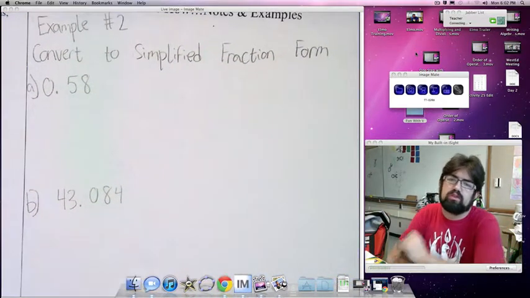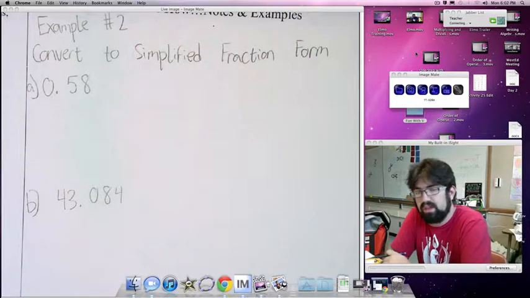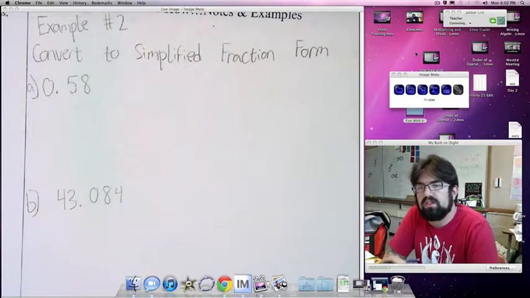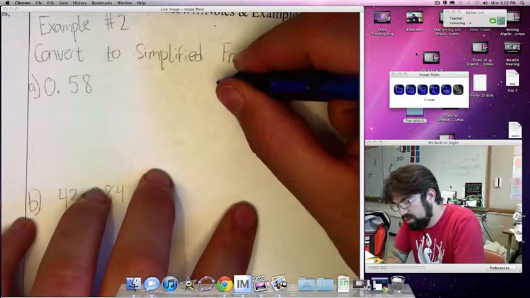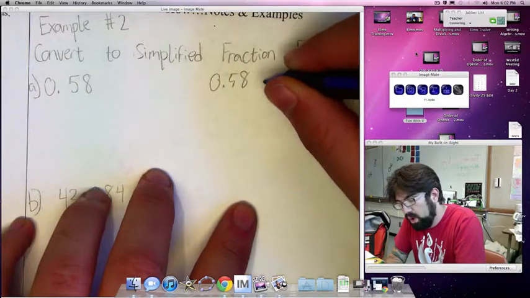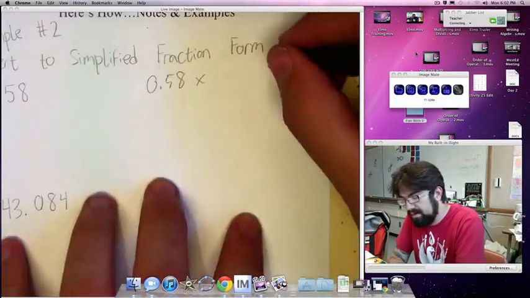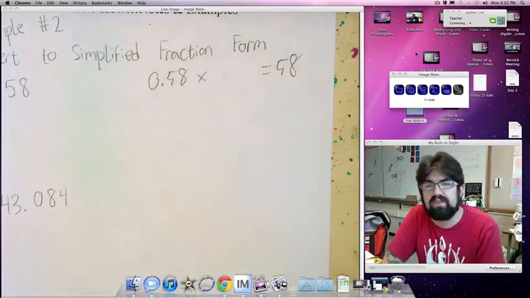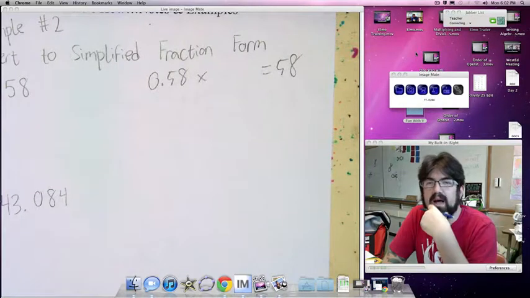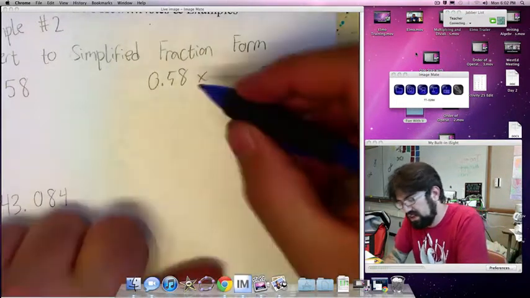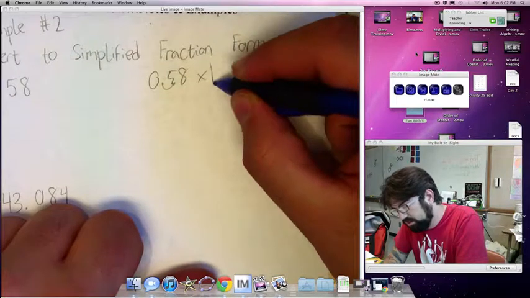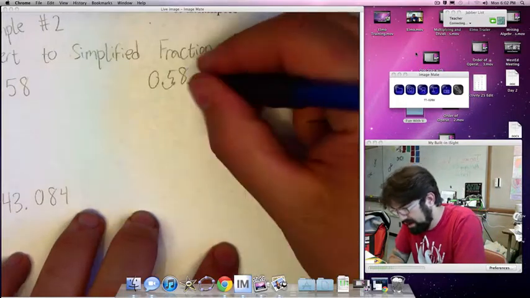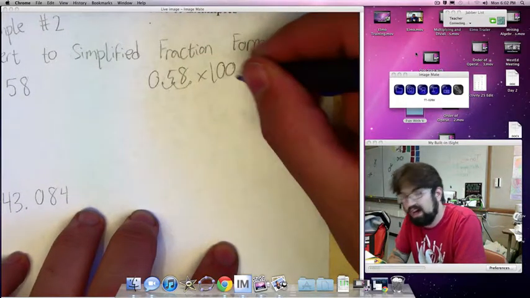Step 1. Convert to simplified fraction form. Not only fraction form, but simplified fraction form. Here is the key to this. If I had 0.58, what would I times it by to get 58? What would you multiply 0.58 by? Would you multiply it by 10? Well, it's going to move the decimal one time. That's not a whole number. You would multiply by, I gotta move it one more time. You multiply by 100.